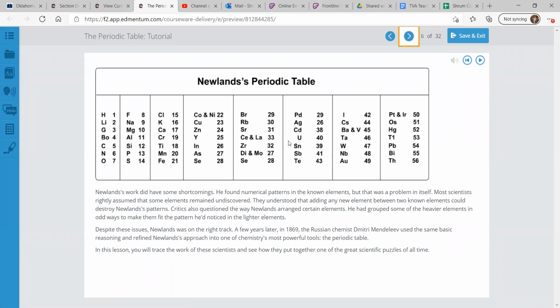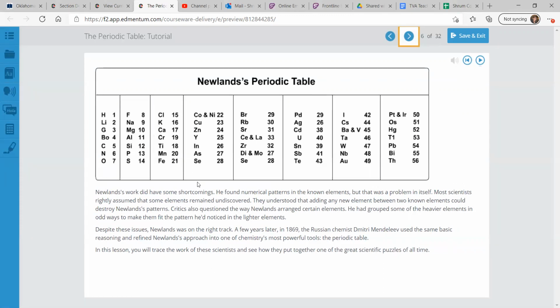It looks a bit different than Mendeleev's, or Dmitri's. It did have its shortcomings. He found numerical patterns in the known elements, but that was a problem in itself. Most scientists rightly assumed that some elements remained undiscovered. They understood that adding any new element between two known elements could destroy Newlands's patterns. Critics also questioned the way he arranged certain elements. He grouped some of the heavier elements in odd ways to make them fit the pattern he noticed in the lighter elements.